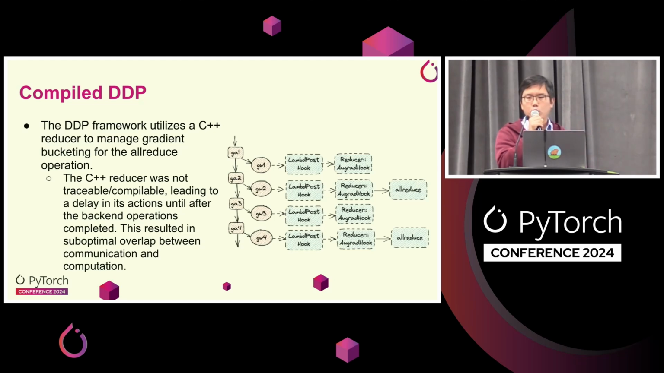execute all the gradient hooks after the backward is finished. So unlike this figure, where we can run the backward and also issue the all-reduce, which can overlap the communication with some backward computation, with the compiler we actually cannot overlap the communication with computation.